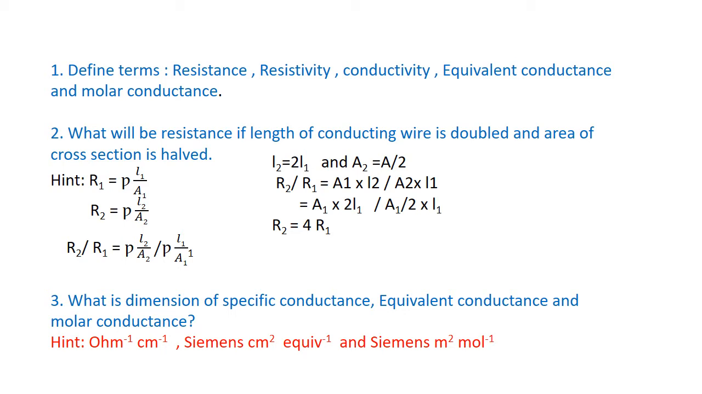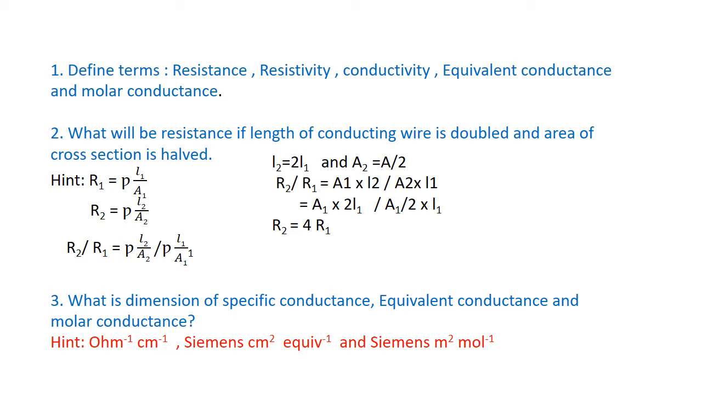Question number 2, what will be resistance if the length of conducting wire is doubled and area of cross section is halved? इस टाइप का क्वेश्चन में आपको लेंथ और एरिया चेंज किया जा सकता है एंड देन आपको ये फाइंड आउट करना है कि कितना इफेक्ट होता है रेजिस्टेंस पर. फॉर एग्जांपल, ये हिंट के लिए आपको दिया गया है. R1 है रेजिस्टेंस एट 1 कंडीशन एंड R2 है कंडीशन नंबर 2.